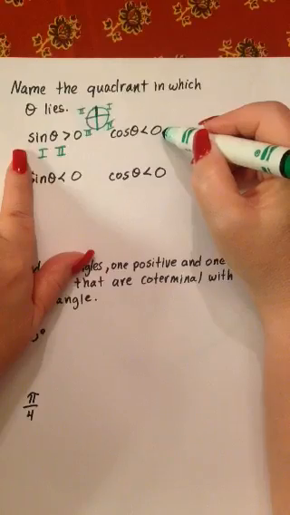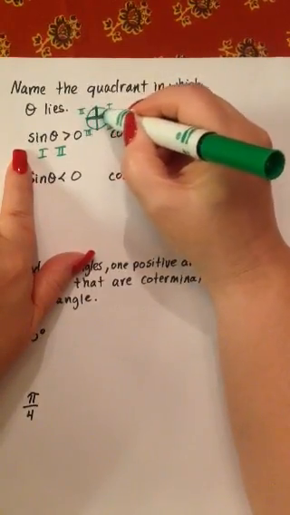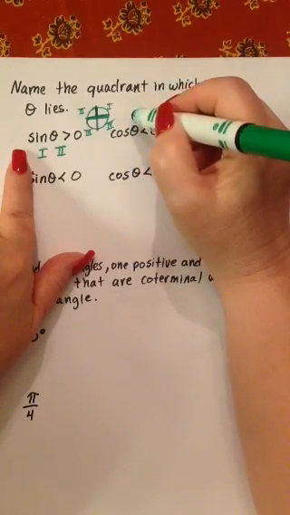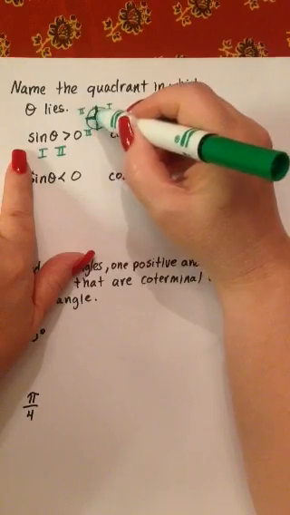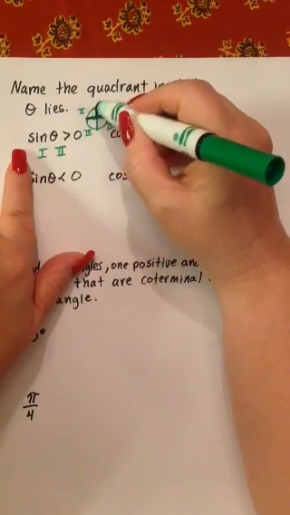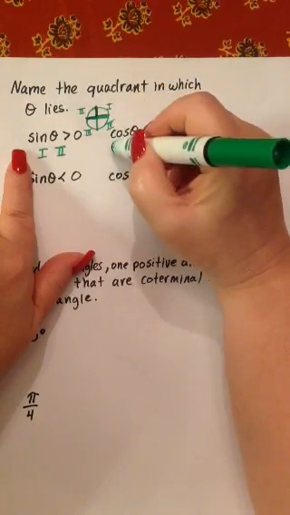Less than 0 means negative, and cosine is like x. I'm sorry, I didn't draw my middle very well, but that's the x-axis. Cosine is less than 0 to the left here, in the left hemisphere. So cosine is going to be negative in quadrants 2 and 3.